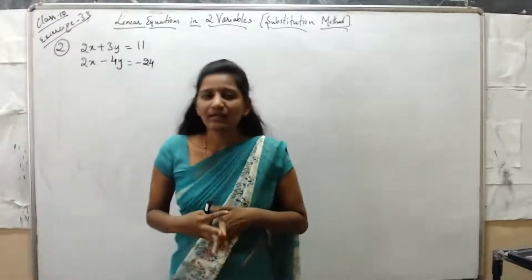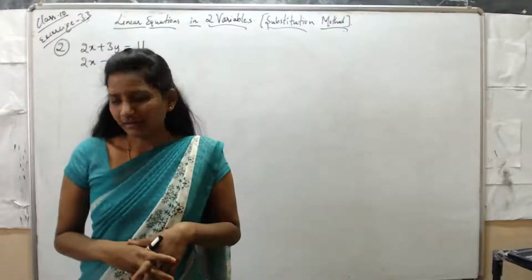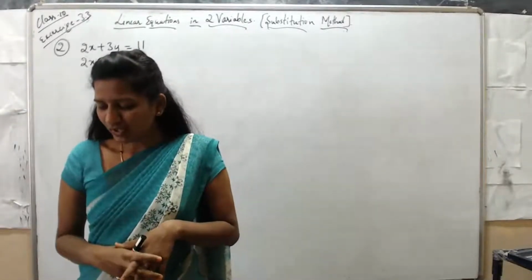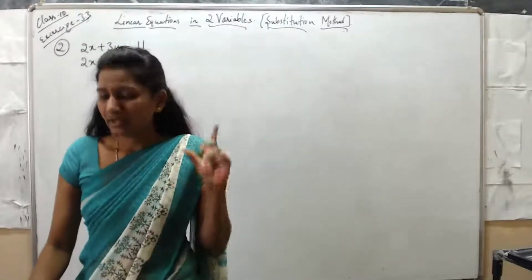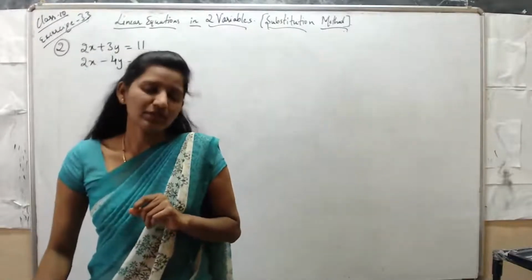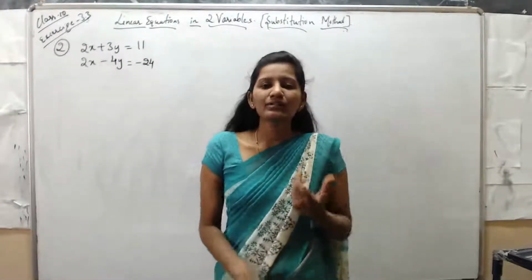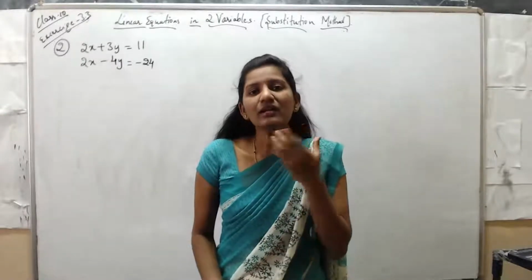Second question. What is the second question? Solve 2x plus 3y is equal to 11 and 2x minus 4y is equal to minus 24, and hence find the value of m. M means slope. For which y is equal to mx plus 3. What is y is equal to mx plus 3? That is a straight line. That is also a straight line.